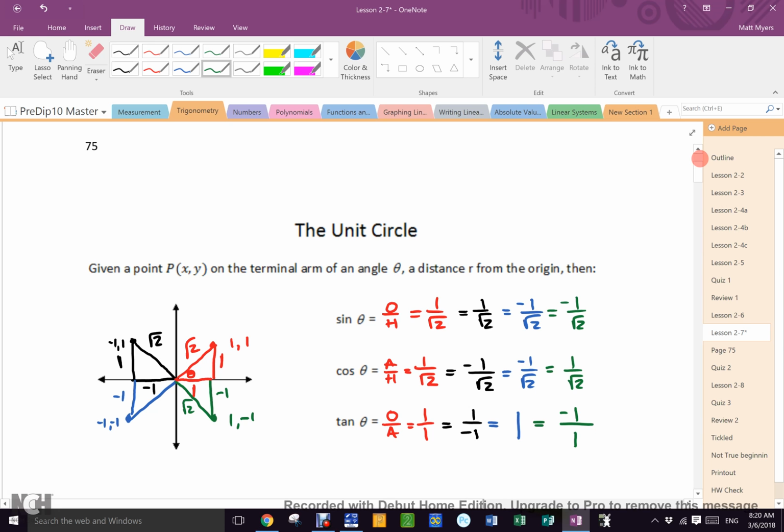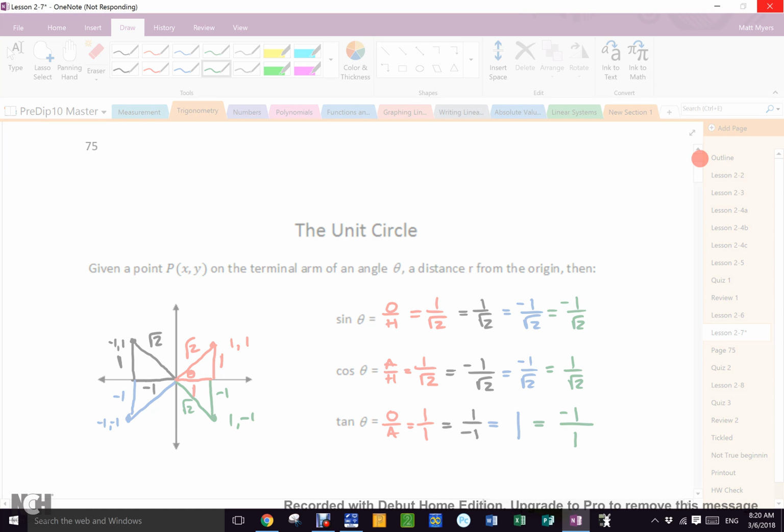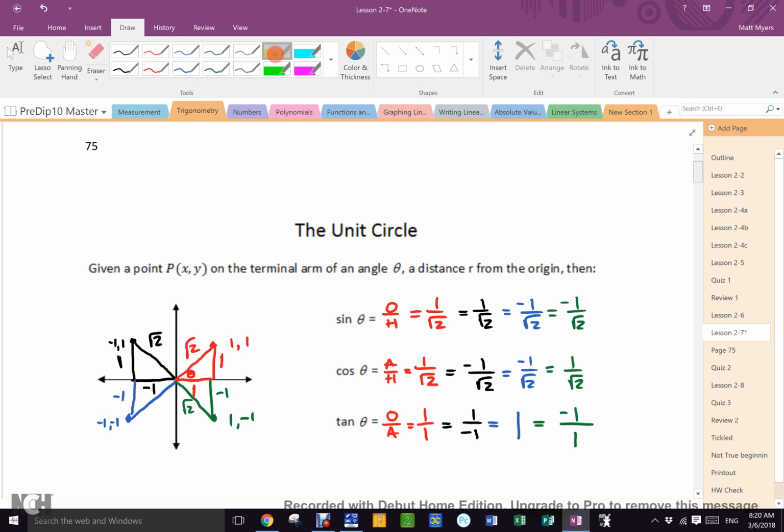Okay, now look closely. There's a whole bunch of stuff going on here. Remember, all of these used 1s, right? So, look at this red one, x, y. Look at the red. What do you notice? There, there, there, and there. They're all 1s. Great. What do you notice on the black one?